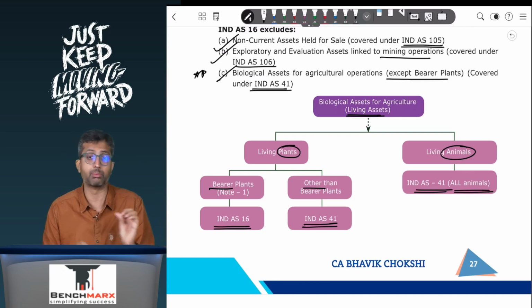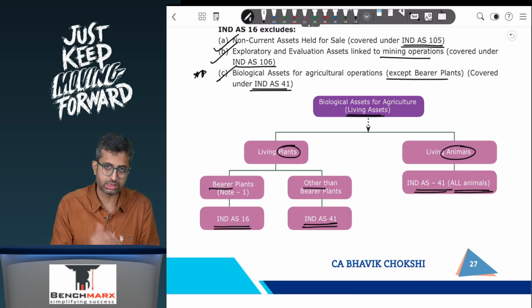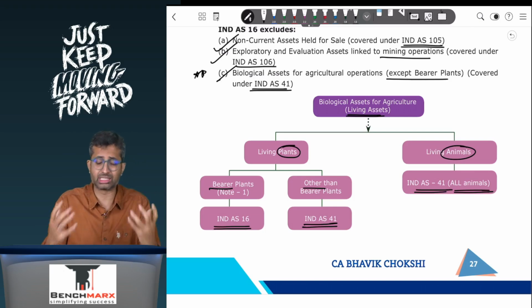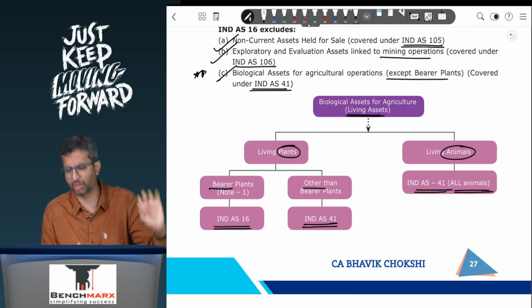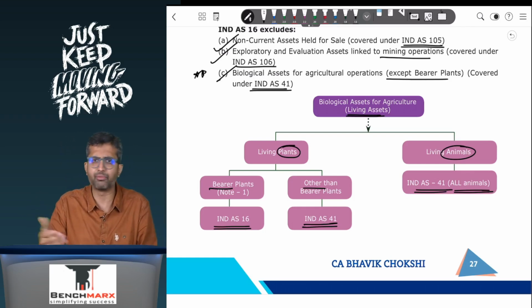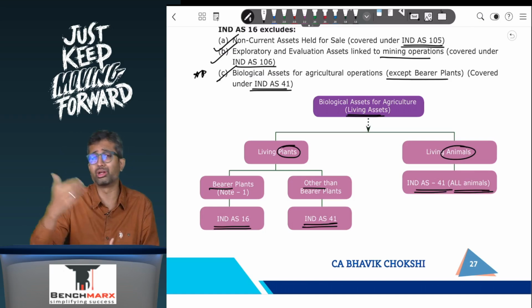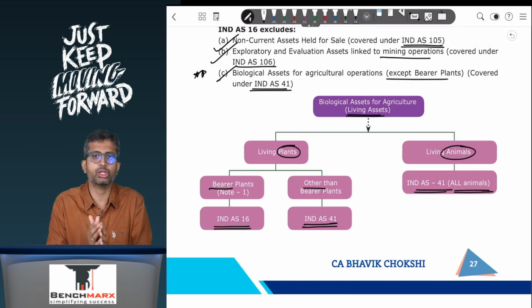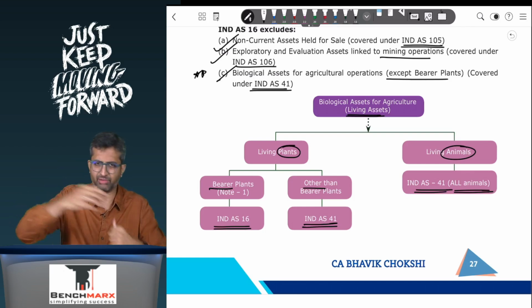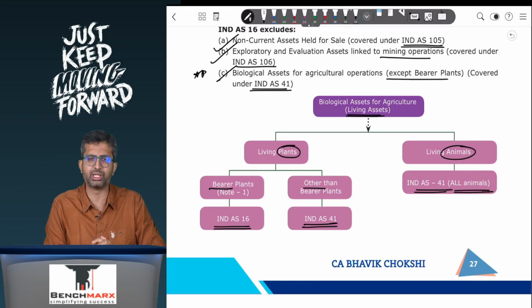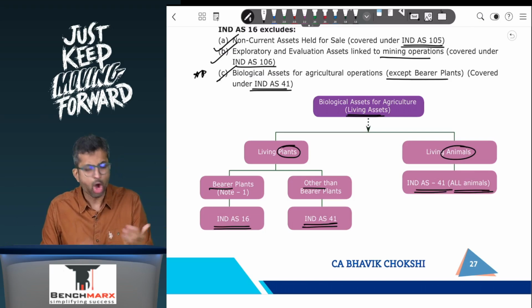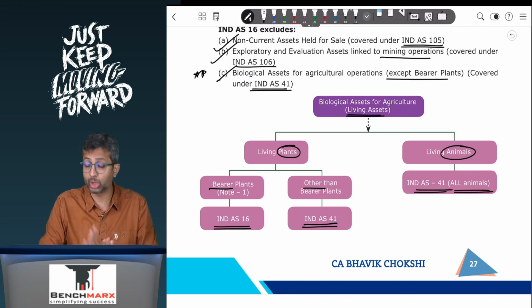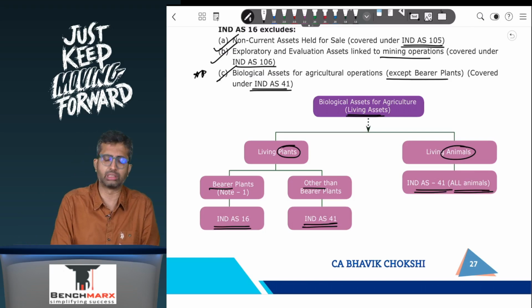What you can generally remember is fruit plantations or cash crops like tea, coffee, rubber, etc. are usually bearer plants or fruit plantation. For example, you will have a coconut tree or a grapevine. Grape trees are called grapevines, the creepers, or the apple trees or orchards. They will usually be bearer plants because they bear agriculture produce. Other trees can be taken as other than bearer plants.